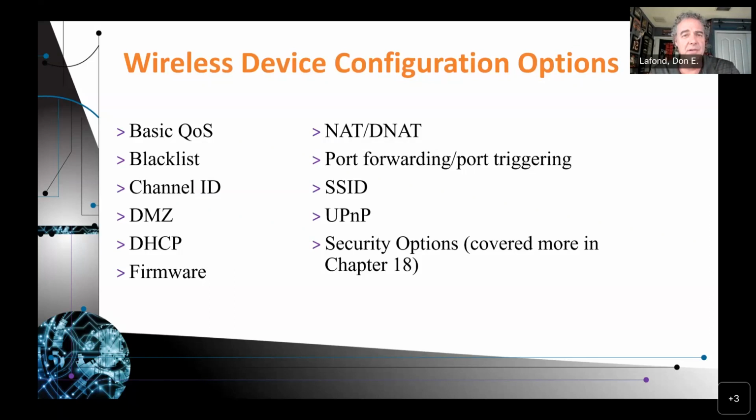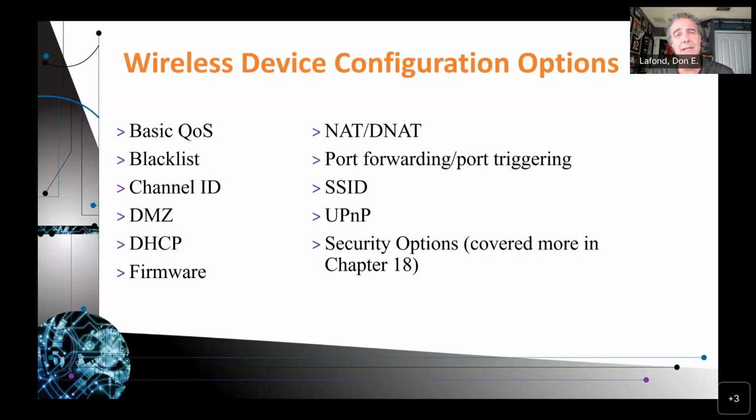DHCP, I've already talked about, sharing or distributing IPv4 addressing. Could be IPv6, but we're not going to get into that. Firmware, just the software that's loaded. Make sure you have the most up-to-date firmware on your routers, which reminds me, I don't have the most up-to-date firmware on my router, but I got an error message when I tried to update it last time. Should try that again.